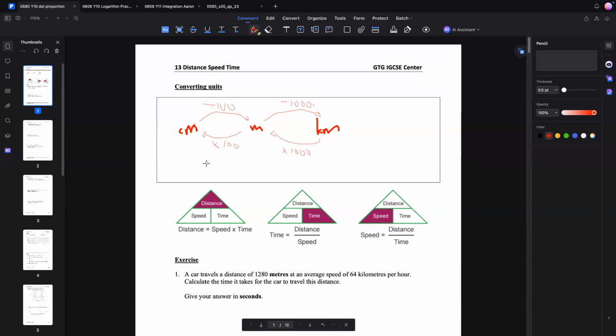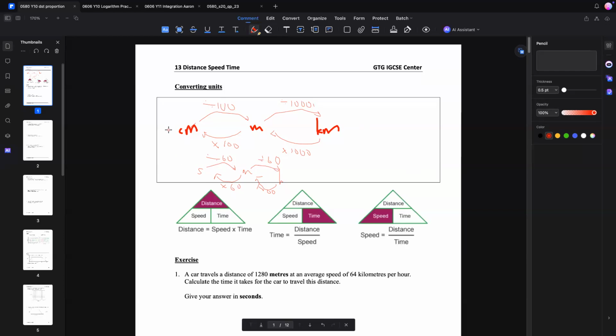How about time? For time we have seconds, minutes, and hours. How do we change seconds to minutes? Divide by 60. How about hours to minutes? Times 60. And minutes to seconds, times 60. Okay, so copy this down first.